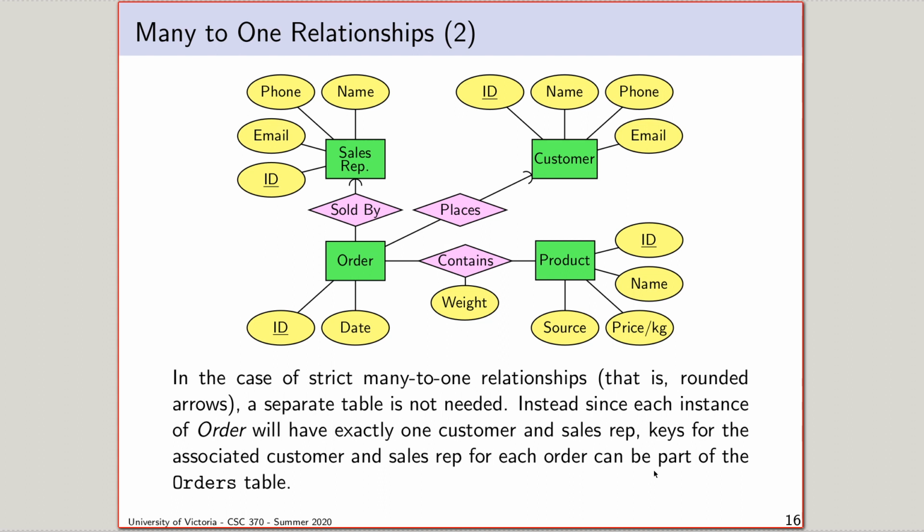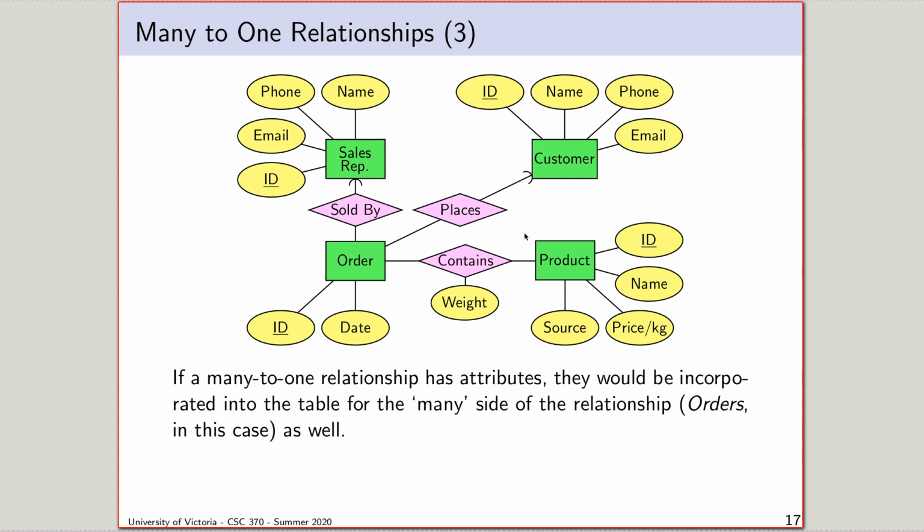So in the case of these strict, rounded arrow, many-to-one relationships, we don't actually need a separate table for the relationship. It turns out that if you think about it, every order has exactly one associated customer. Well, why don't I just throw in the name of the customer or the ID of the customer with the order details? Why do I need a separate table to store that? Same with sales rep. Every order has to have a sales rep. Why not just throw that in when I describe what the order looks like?